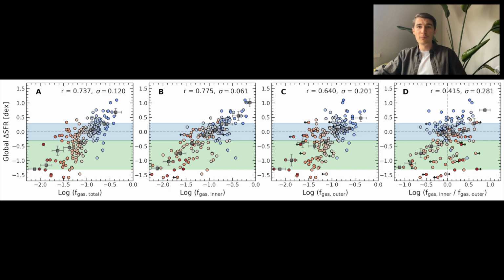And looking at panel B, we see that it has both the highest correlation coefficient and the lowest intrinsic scatter, meaning that global star formation rate status, or change, is driven mostly by the availability of gas in the central region, even more so than the global gas reservoir, as in panel A.